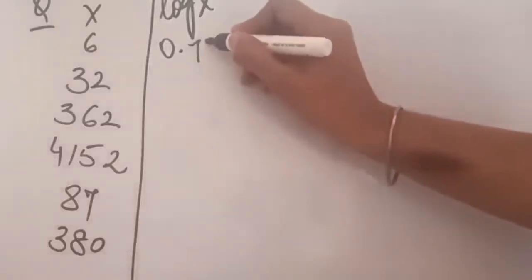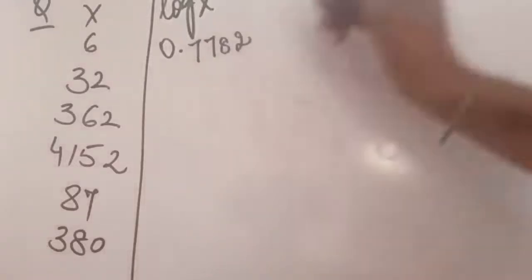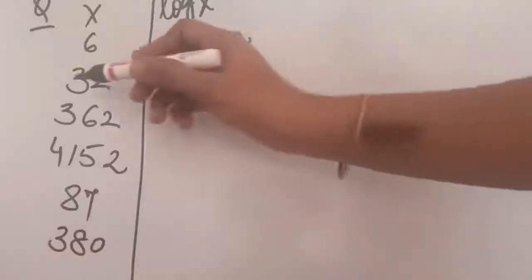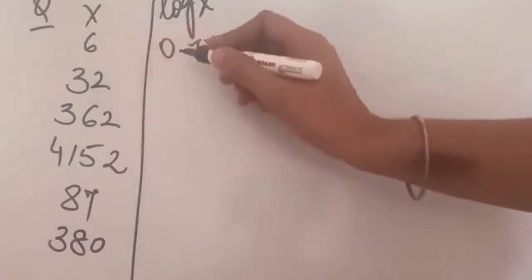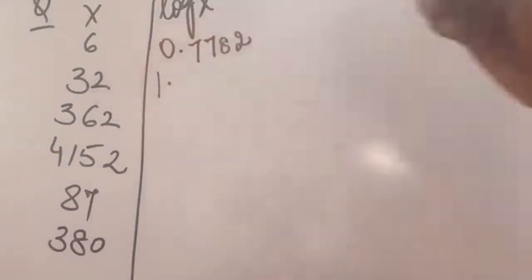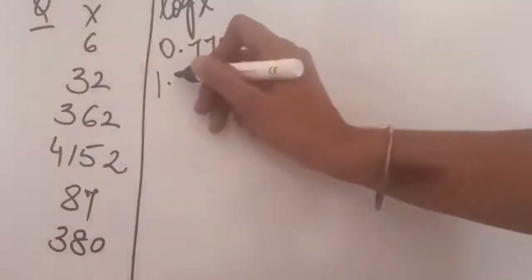0 point. Now the log table always has 2 digits, so it is only 6. So we have to see 60 under 6. From the log table, the value is 7782. Next, 32: there are 2 digits, so we will deduct 1. So 1 point. And then we will see 32 under 0.